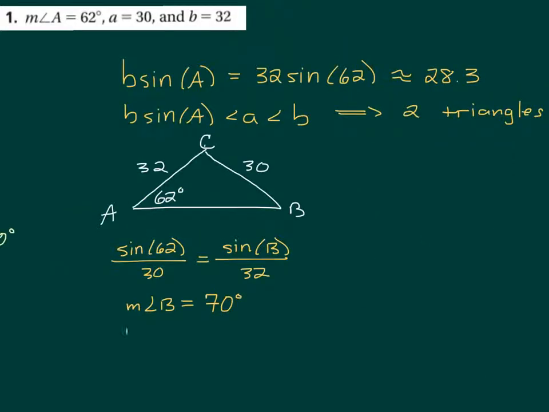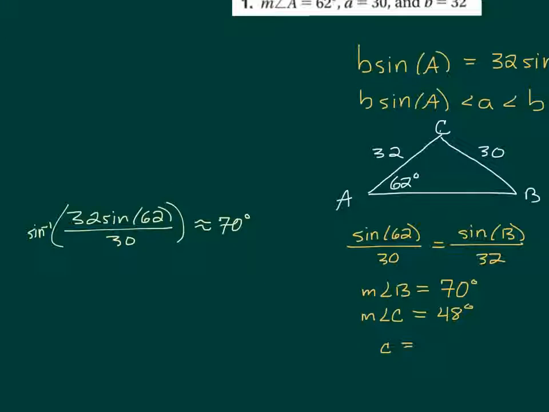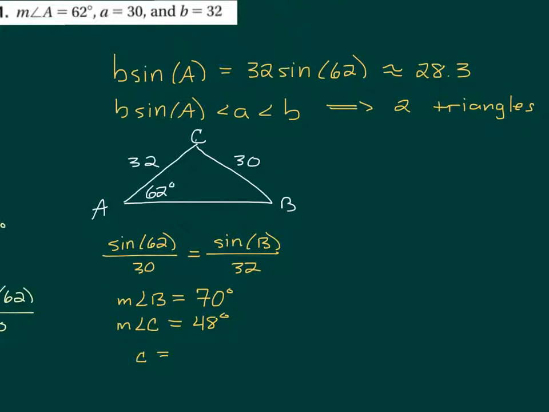From there, what is the measure of angle C? Measure of angle C should be 48 degrees. Then you set up another ratio to solve for the length of side C. What is the length of side C? To get side C, we're going to say the sine of 48 over C equals the sine of 62 over 30. So what is the length of side C? The length of side C is 25.2. So this is one triangle.